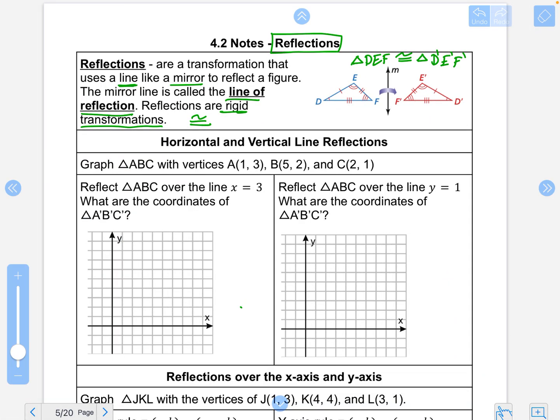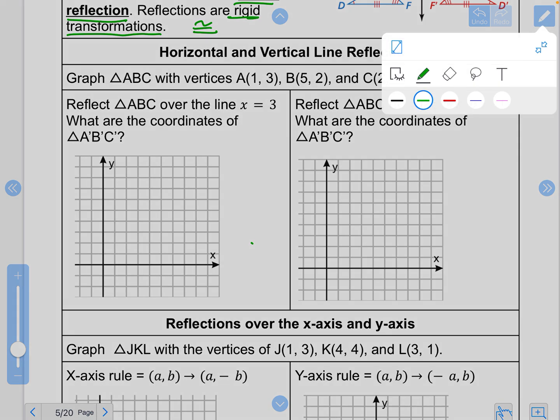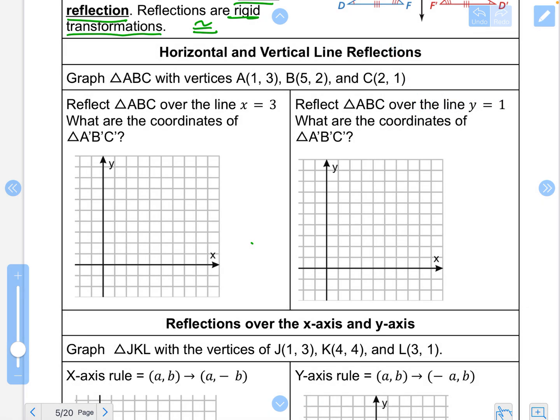We're going to talk about some basic reflections first, which are just horizontal and vertical lines, and how those reflections happen. For both of these examples, we're going to use triangle ABC. I'm going to graph it first. I'll graph it on both just to make things easier.